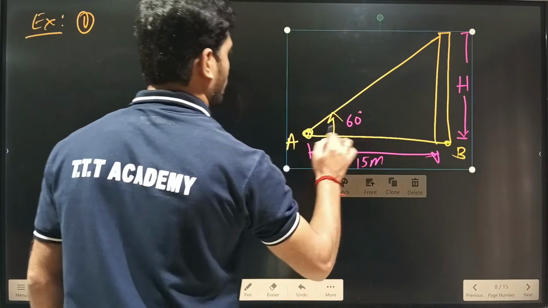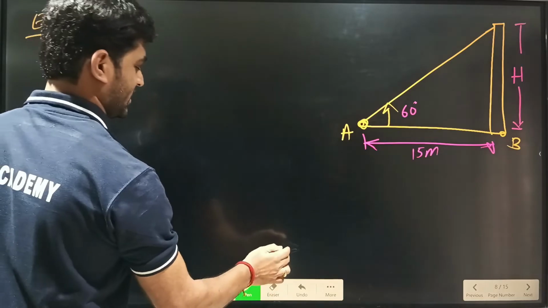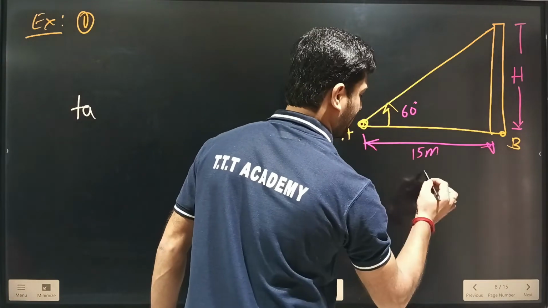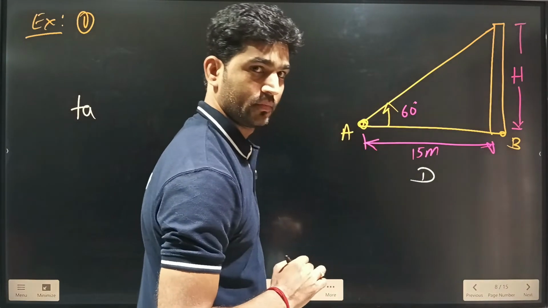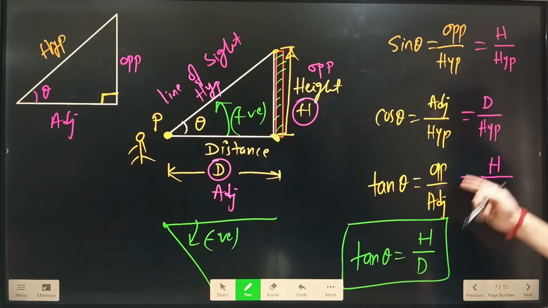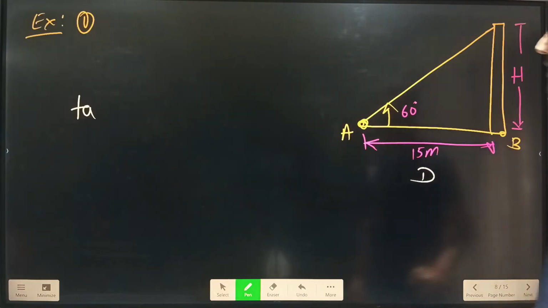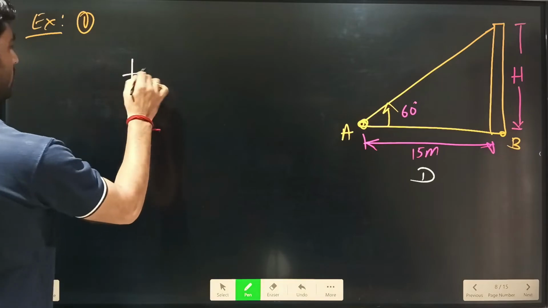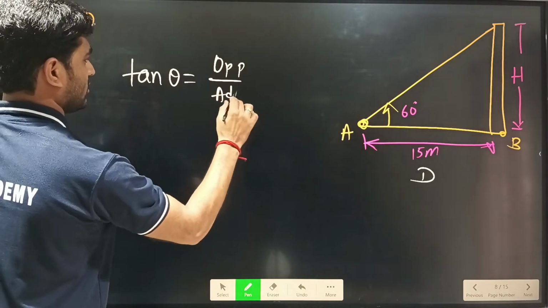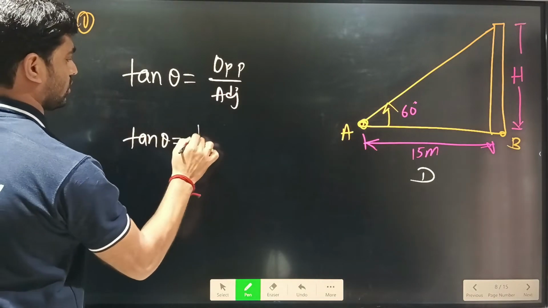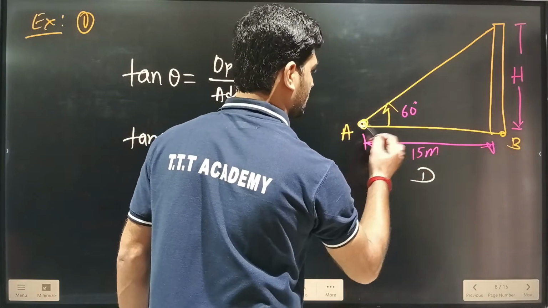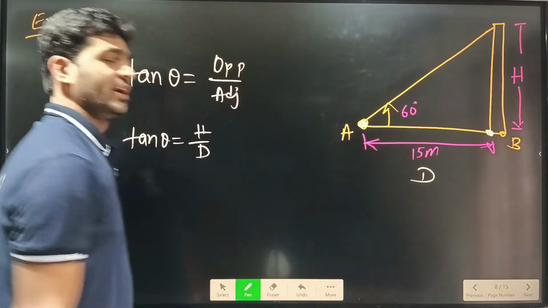In this case, if you want to find h, we take this distance, the adjacent side distance. So which ratio can we use? Tan is opposite by adjacent, or height by distance. If you use tan theta, why tan? Because tan theta is opposite side divided by adjacent side. Also I can say tan theta is equal to height by distance, where height is the height of the tower, and distance is the distance of the tower from the point A.